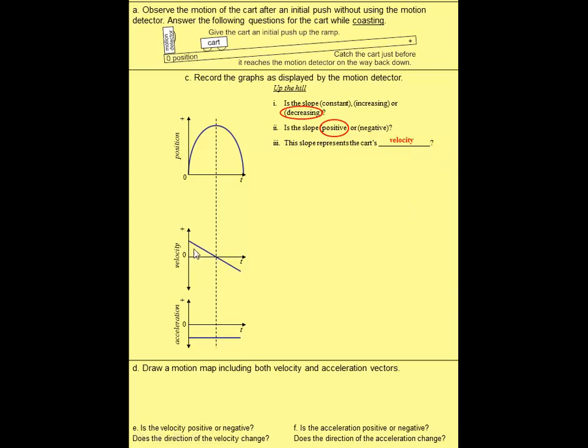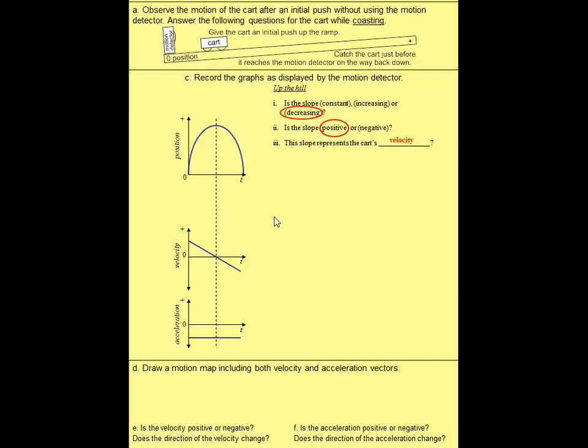Now, if you'll notice, we see that on the velocity time graph. Here it has a positive velocity. It's above the time axis, but it's getting slower and slower because, remember, 0 is the time axis. So here we have a decreasing positive velocity.